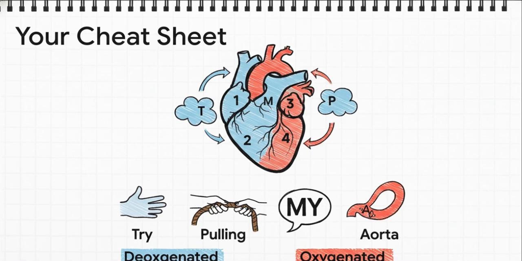You've got the order of the chambers, RA, RV, LA, LV. You've got the order of the valves, tricuspid, pulmonary, mitral, aortic. And a fun mnemonic for that is try pulling my aorta. And then you have the main flow and the reminder that the right side is deoxygenated and the left side is oxygenated. It's all right here for you.